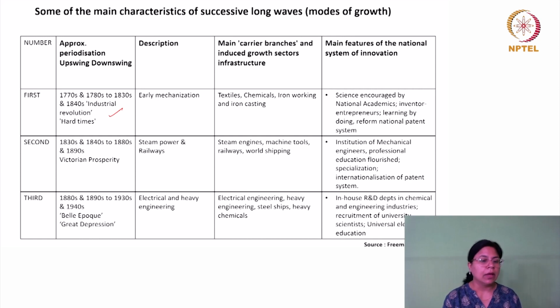The third one, again, is from the 1890s to 1930. It later ended with the Great Depression. There you have seen the main technologies being electrical and heavy engineering, and you see the steel ships, heavy chemicals. These were also the outcome of the in-house research and development which was being done by the chemical and engineering industries. If you remember, we have again and again talked in this course of how during the first half of the 20th century, these large R&D labs were very prominent. Moreover, they were also recruiting university scientists, and there was also a spread of elementary education.